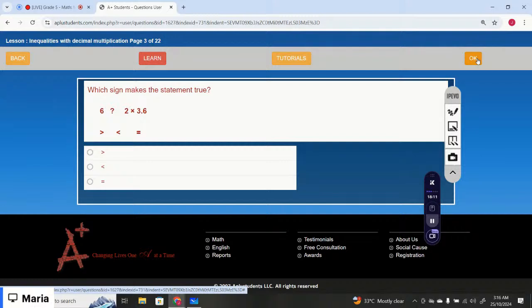The correct option is... I think less it is. No, yes, 6 is less than 7.2. Less it is. Option number 2 is the correct option. Very good.